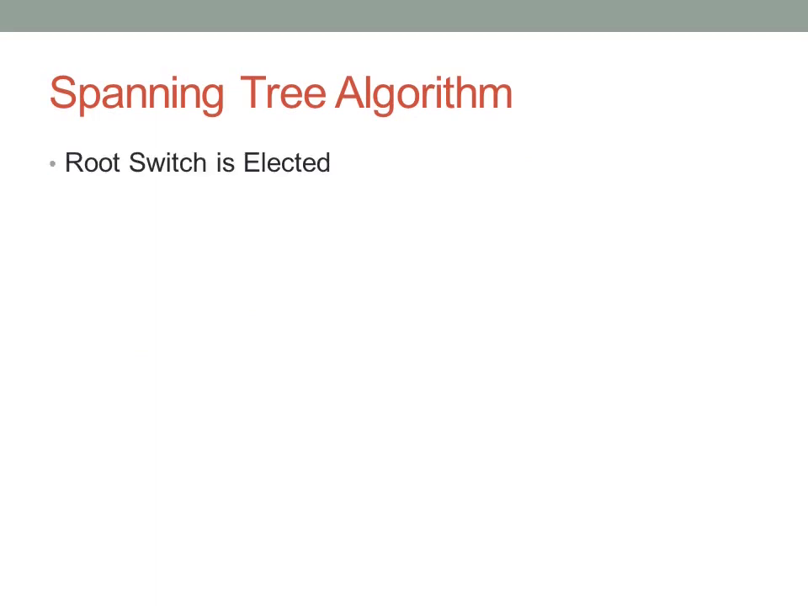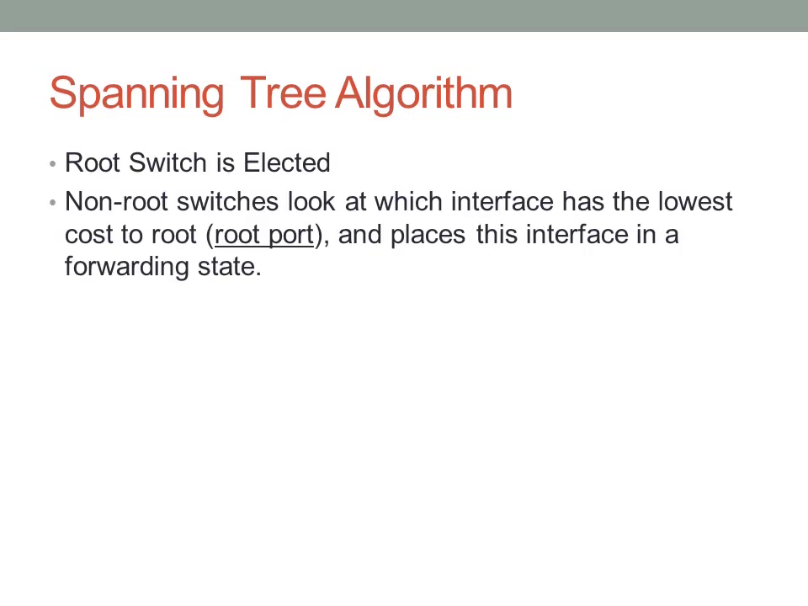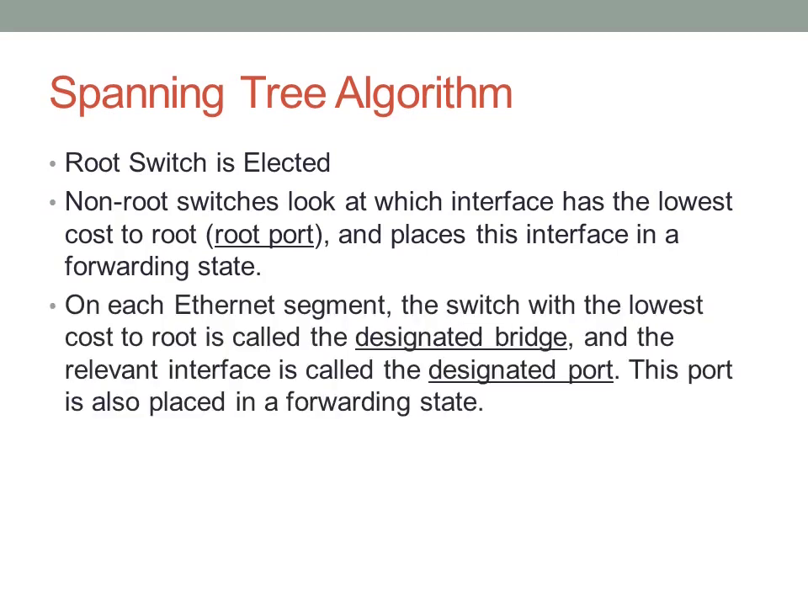So we've elected the root switch, and now we're going to actually start eliminating these layer 2 loops. The second thing that's done is that the non-root switches look at which interface has the lowest cost to get to the root. This cost is determined as the BPDU comes in. A switch will add the interface cost, which is determined by its bandwidth, to the existing cost of the BPDU. And so we're looking at the interface that has the lowest cost to root.